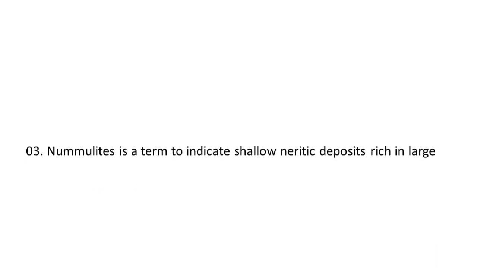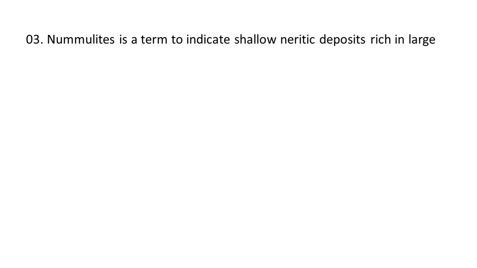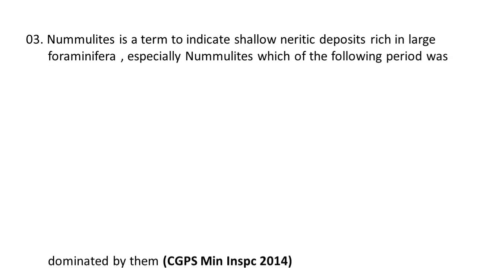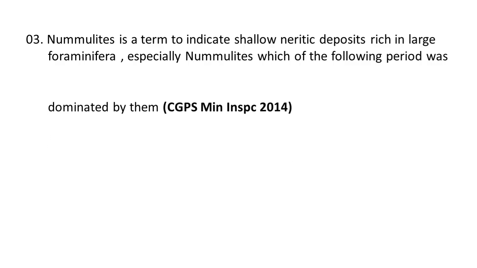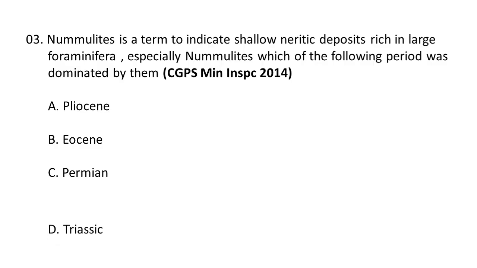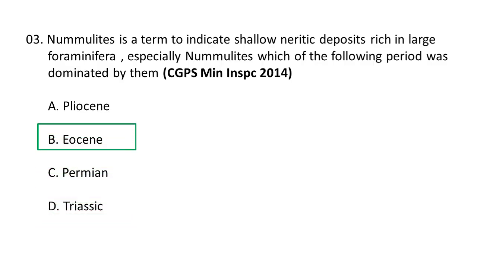Next question. Nummulites is a term to indicate shallow neritic deposits rich in large foraminifera, especially nummulites. Which of the following period was dominated by them? So, A. Pliocene, B. Eocene, C. Permian and D. Triassic. So, the correct option is B.